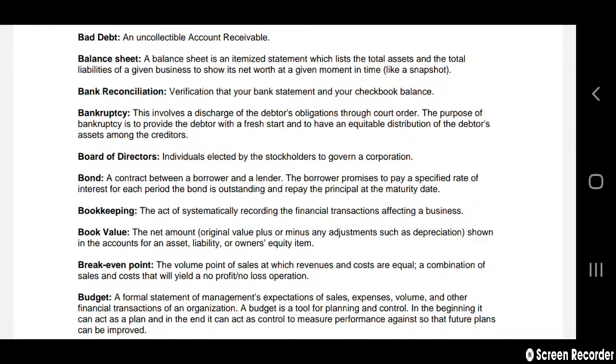They are called bad debt. Next, balance sheet. A balance sheet is an itemized statement which lists the total assets and liabilities of a given business, and shows the net worth at a given moment in time. At that period of time, it shows the net worth, how much profit or loss you have, how much the liabilities are, how much the assets are, and the company's profit or loss. The balance sheet tells us this.